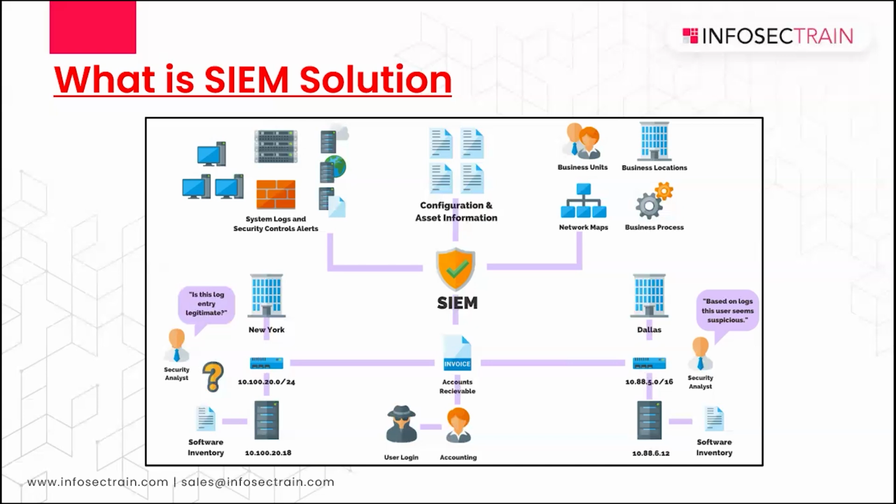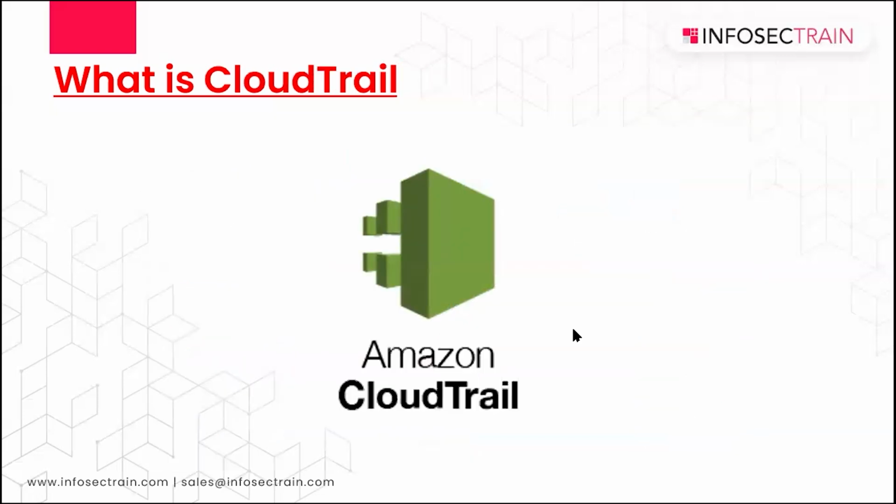Some examples of SIM solutions are Sentinel and Splunk. In the context of AWS, we have a SIM solution which is CloudTrail. So CloudTrail is a SIM solution in the AWS environment. This is a centralized place where all the logs are collected and monitored. Any sort of activity that you do in your respective AWS account is monitored in this particular service. So this is what we have in CloudTrail.